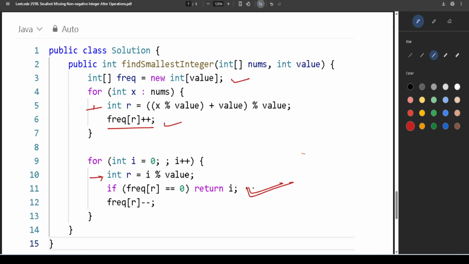Okay, so one time you are doing plus plus, and one time you are reducing. This is what you are doing. So this is the thing we have to do, guys.